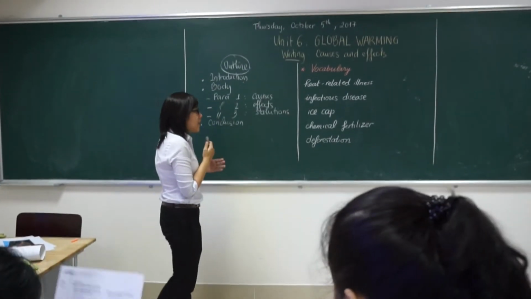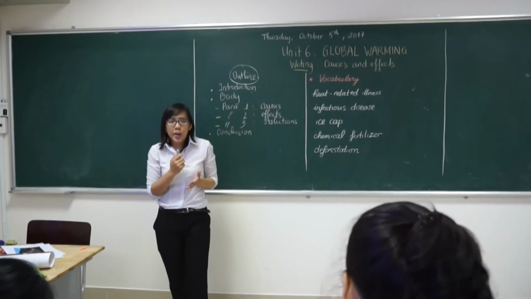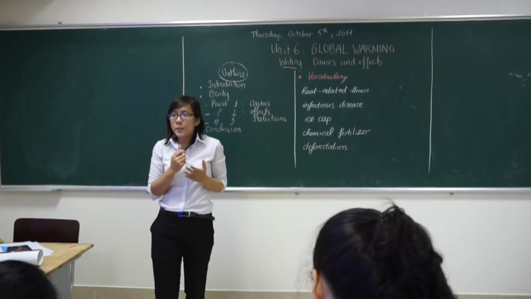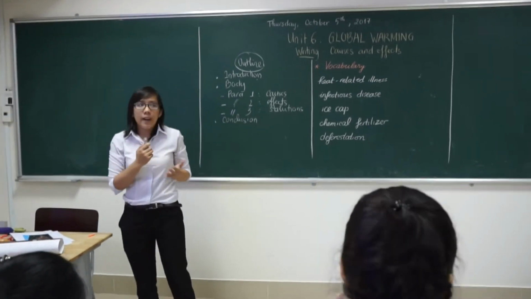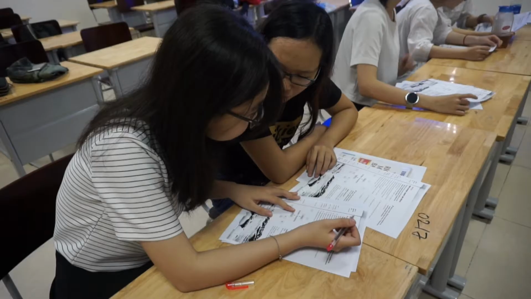Okay, so now I would like all of you to open your book, page 13. Look at 9 sentences in task number 1 and discuss with your friends whether each is a cause or an effect of global warming in 2 minutes. After that, I will invite 2 of you to go to the board and write your answer.